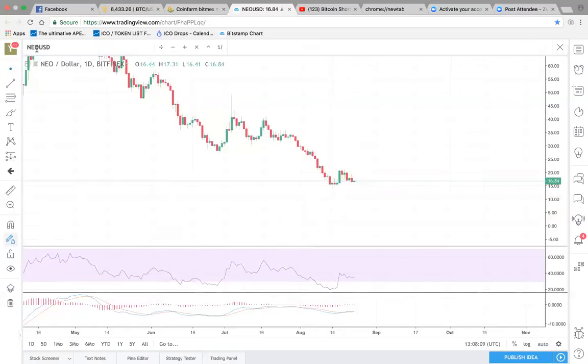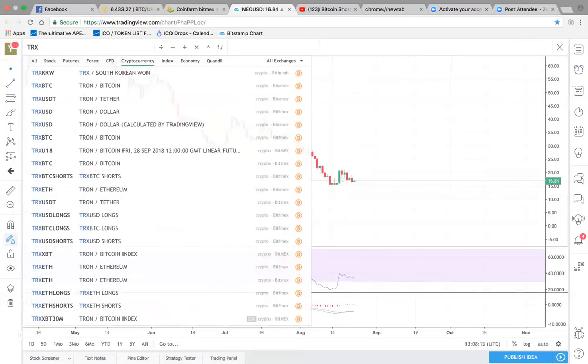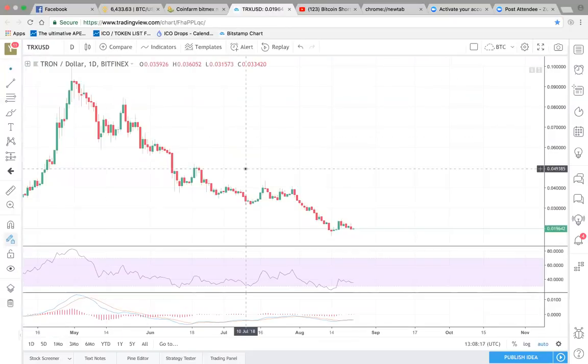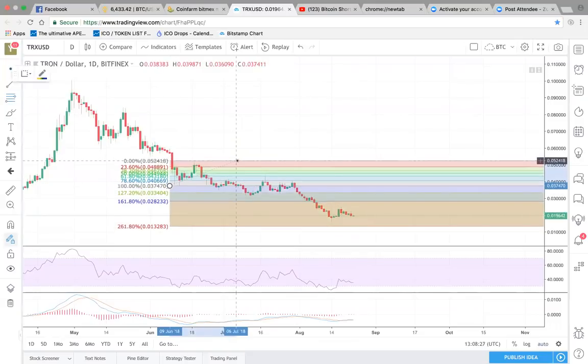Let's have a look at TRX for those Tron supporters. So Tron USD. Right, okay. There we go. Let's take this low over here and pull it up to this point here. We can see we've broken through the 161. We found some support at this zone here, but we broke through.